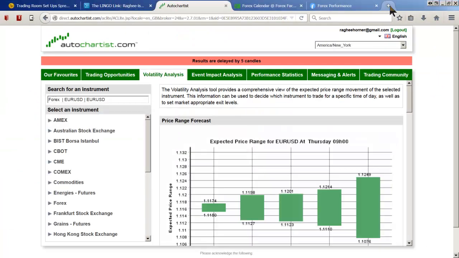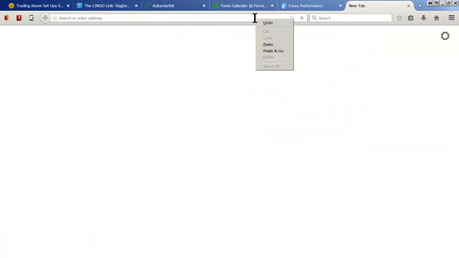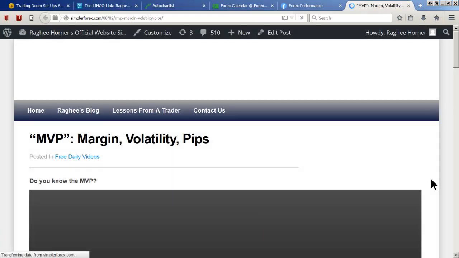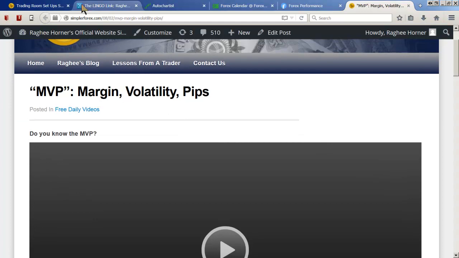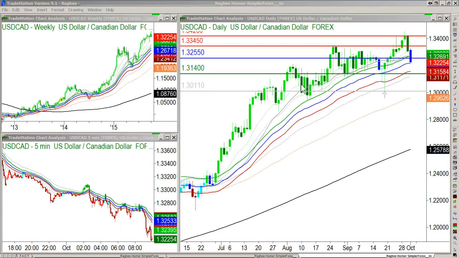How many of you do this on a regular basis? It's kind of like homework. I know it's not the most fun part of trading, but MVP rocks. Margin, volatility, pips. Let's do this right now, because I think a lot of you who did this thought, my gosh, this dollar Canada is pretty awesome when you think about it.